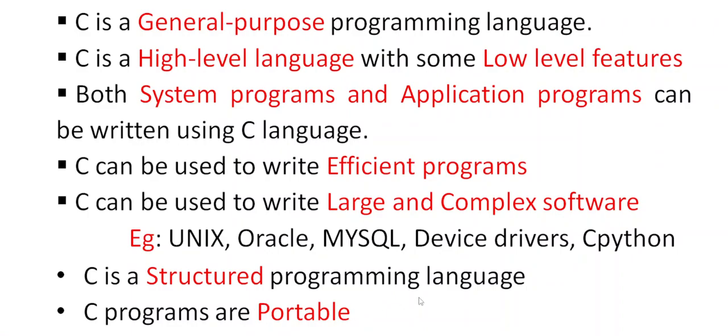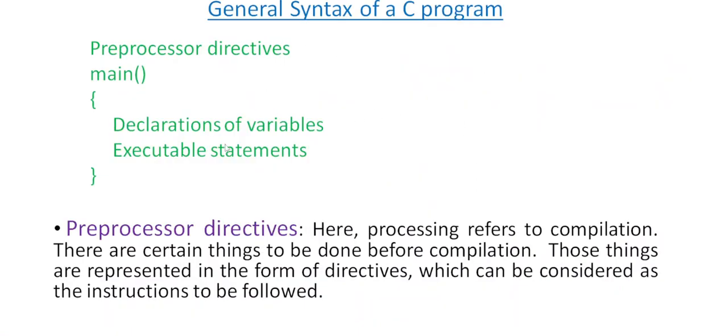C is a structured programming language. That means it gives structure to the programs which you are going to write. The structured programming concepts are sequencing, condition checking, and repetition. All those things are supported by the C language in the form of loops. We'll study the loops later. Using the constructs of the C language, you can write a structured program. C programs are portable. That means you write a program for one computer, it can be executed on another computer also.